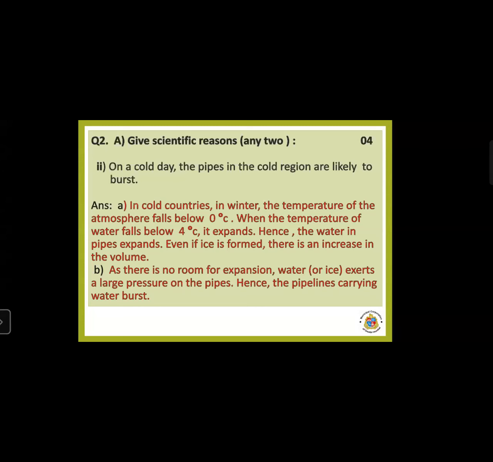The density of that water decreases, and hence the water in the pipe expands. Even if ice is formed, there is an increase in the volume. As there is no room for expansion, the water or ice exerts large pressure on the pipe, and hence the pipelines carrying water burst. So this is the anomalous behavior of water, where the water in the pipe expands, and because of that the pipeline carrying water bursts.